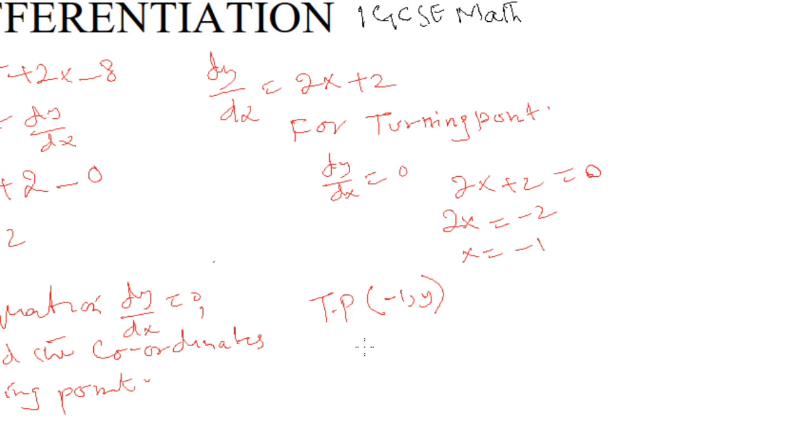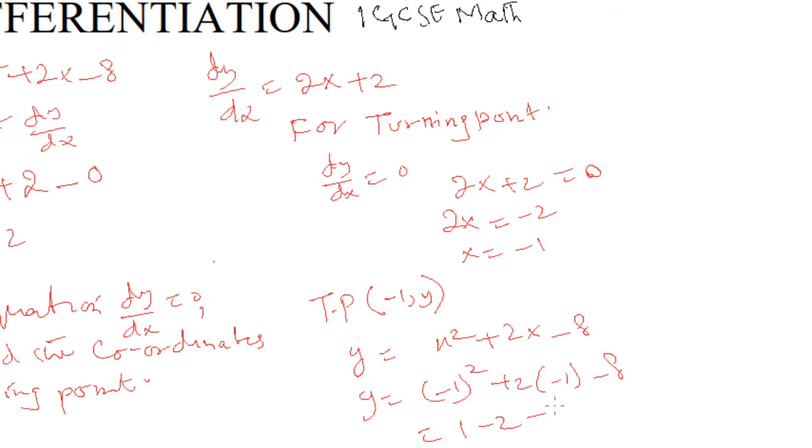What is the y value? For y, we have the equation x square plus 2x minus 8. Put the value of x here, minus 1 square and 2 times minus 1 minus 8. So 1 here, minus 2, minus 8. The result is minus 9. So turning point becomes minus 1 and minus 9. That's the result.